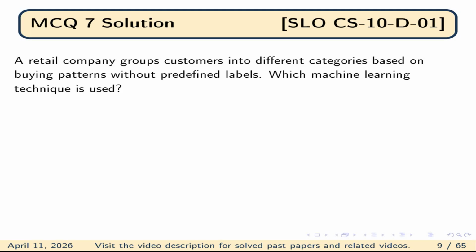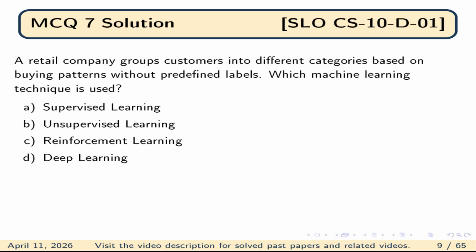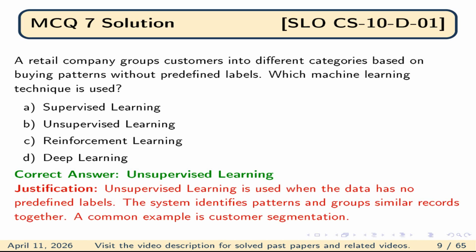Question number 7. A retail company groups customers into different categories based on buying patterns without predefined labels. Which machine learning technique is used? Supervised learning, unsupervised learning, reinforcement learning, or deep learning? The correct option is unsupervised learning because unsupervised learning is used when the data has no predefined labels. The system identifies patterns and groups similar records together. A common example is customer segmentation.